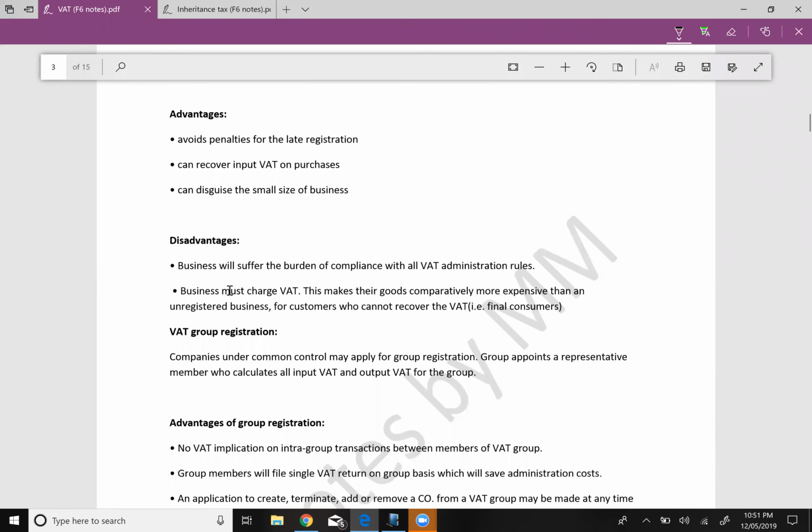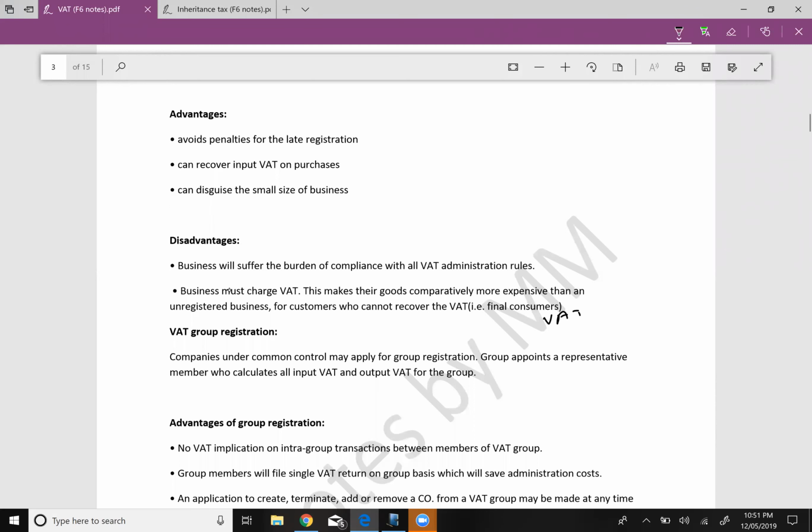Then secondly, each company is not required to submit a VAT return, but the whole group will only submit one VAT return. Maybe it's possible that there is one parent company and five subsidiaries. Now each and every company will not go and submit the VAT return. For the whole group, you have to submit only one VAT return.